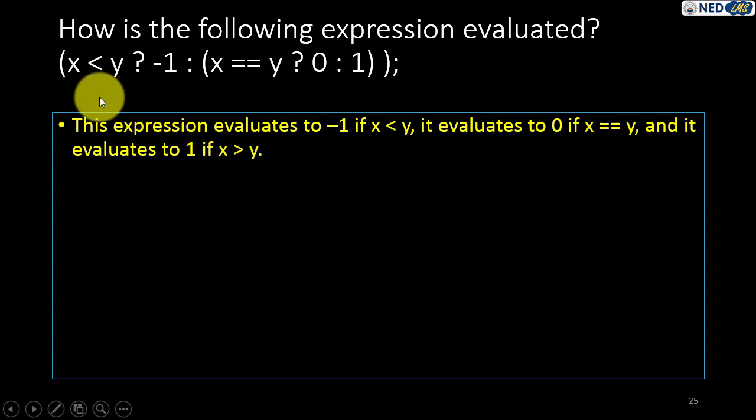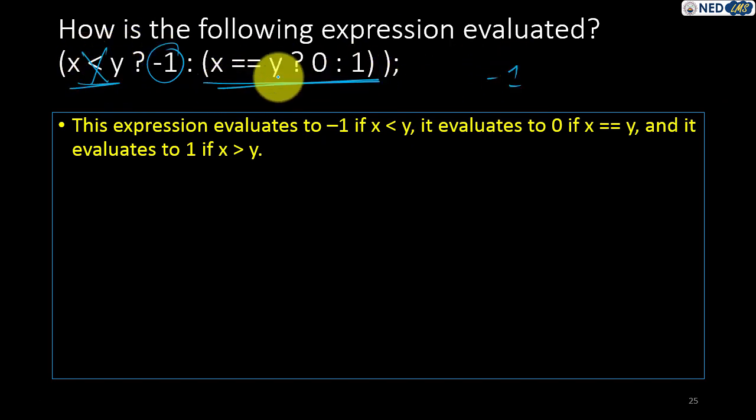So if x is less than y, this condition is true, so -1 is going to be returned. If this condition is false, then this expression is going to be evaluated. So we're going to check if x equals y, then 0 is going to be returned. If x is not equal to y, that means x is greater than y, because we would have arrived here only if x was not less than y. So if x is greater than y, then 1 is going to be returned over here.